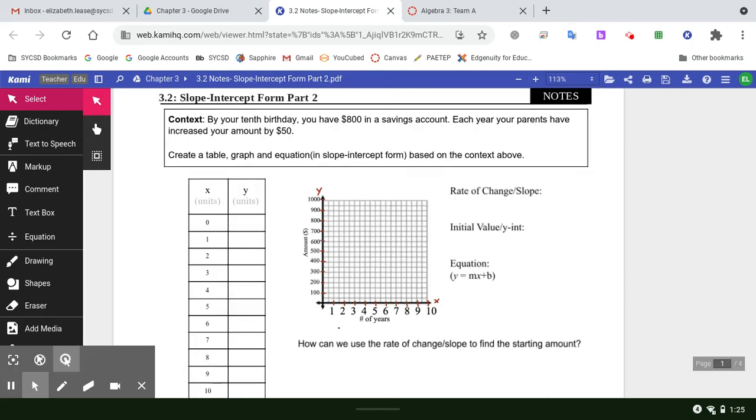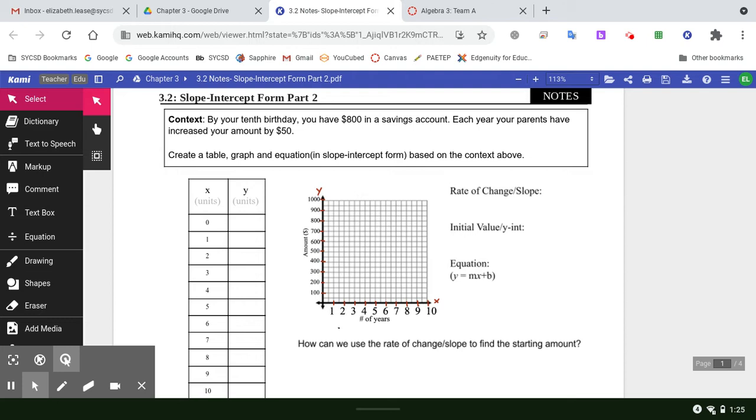In section 3.2, we continue working with slope-intercept form. In the following context, you are given the rate of change, however, you do not know what the starting amount is. By your 10th birthday, you have $800 in a savings account. Each year, your parents have increased your amount by $50. We want to create representations of this context in a table, a graph, and an equation.